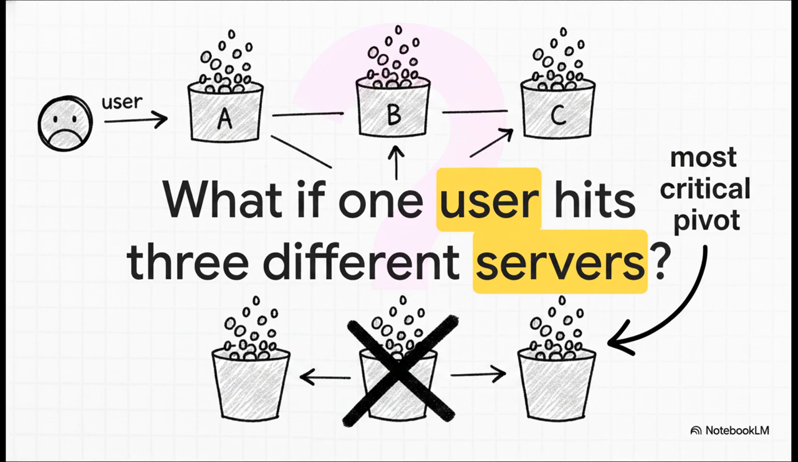Think about it. What actually happens if a single user's traffic is distributed across 3 different servers sitting behind a load balancer? If we rely solely on local memory, Server A, Server B, and Server C all have their own isolated token buckets for that exact same user. That means the user is effectively getting 3 times their allowed limit. This right here brings us to the most critical pivot in our entire system design.